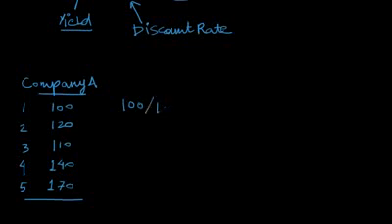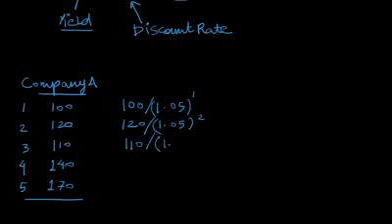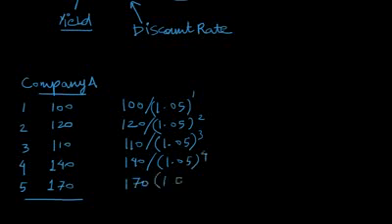The first year's cash flow will be divided by 1.05 raised to power 1, because this is the first year cash flow. The second year cash flow, 120, will be divided by 1.05 raised to power 2, because we are trying to discount the 2-year forward cash flows to the current level. Similarly, the third year cash flows we discount simply by 1.05, the discount rate, to the power 3. The fourth year 140 is discounted by 1.05 to the power 4, and the fifth year is 170 by 1.05, which is the discount rate, to the power 5.